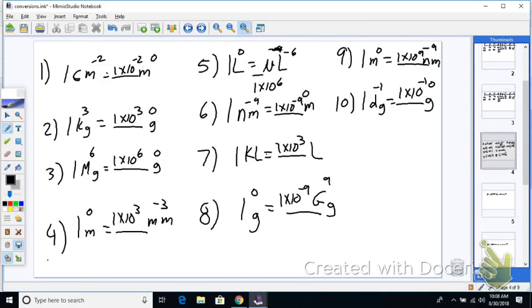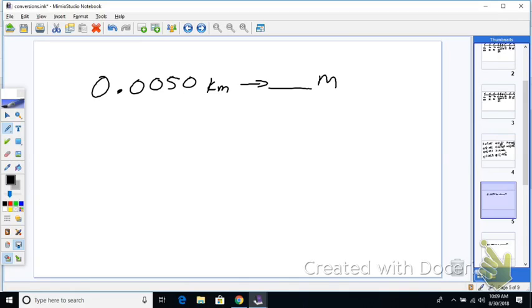When I do conversion, I always put 1 in front of the bigger unit. And then that way, I'm never going to guess. If you always put a 1 in front of the bigger unit, your exponents are always going to be positive. You look at the difference, it's always going to be the positive difference of that, exponent-wise. Okay? So, we're going to practice a little bit on conversions here.